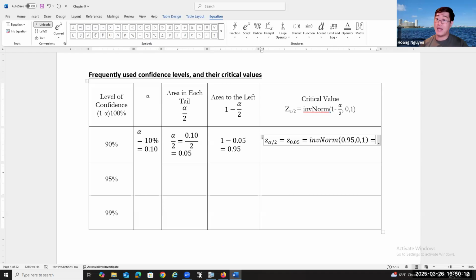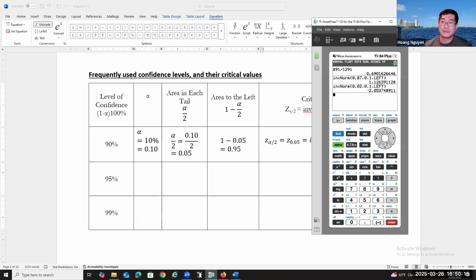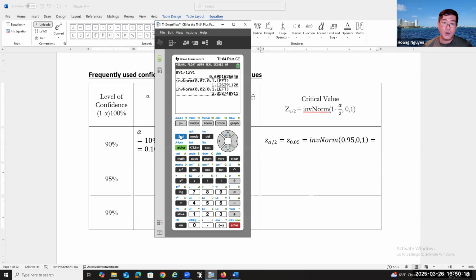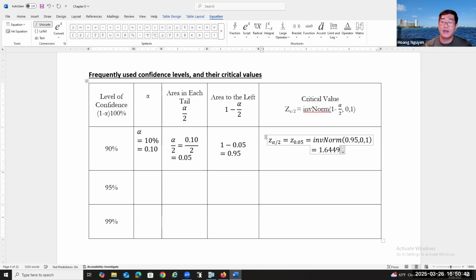Now let's see what's the answer from your calculator. We go second, inverse norm, and the area is 0.95, the mean of zero and the standard deviation equal to 1, and this is the left tail area. The answer is 1.6449. You might use the answer with 4 decimal places, but most of the time for Z sub alpha over 2 we usually round it to 2 decimal places.